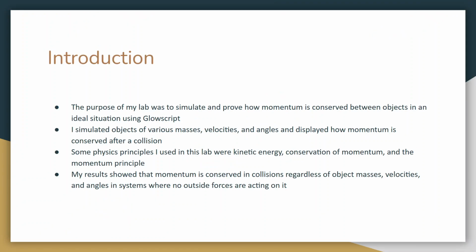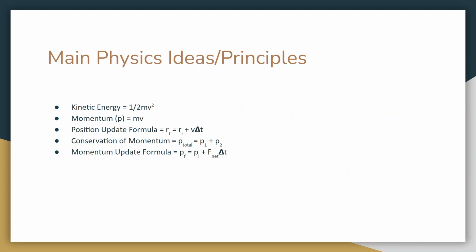So, the purpose of my lab was to simulate and prove how momentum is conserved between objects in an ideal situation using GlowScript, and I simulated objects of various masses, velocities, and angles, and displayed how momentum is conserved after a collision. Some physics principles I used in this lab were kinetic energy, conservation of momentum, and the momentum principle, and my results showed that momentum is conserved in collisions regardless of object masses, velocities, and angles in systems where no outside forces are acting on it.